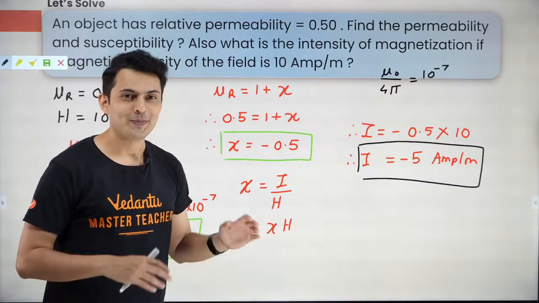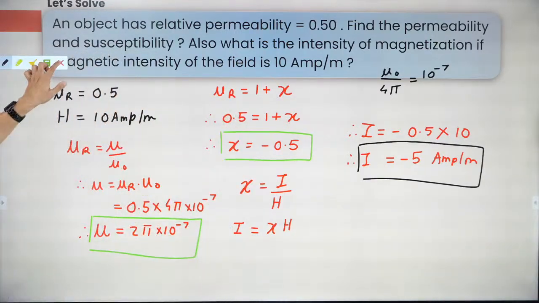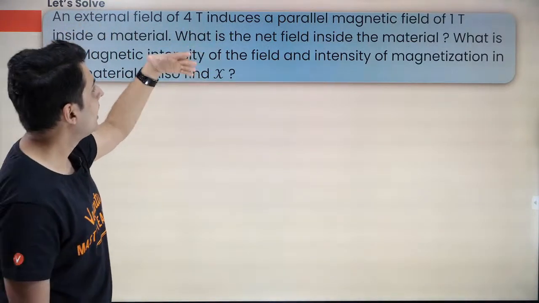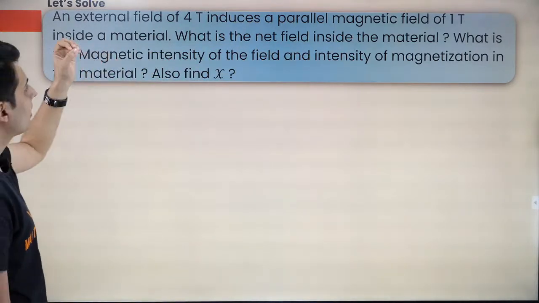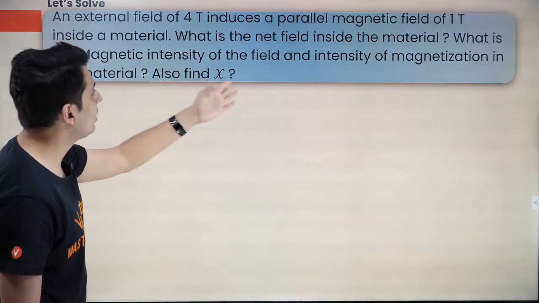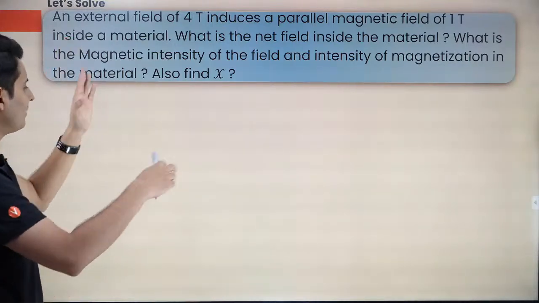Okay. So I hope you are now getting to know how these terms play around. Let's get going to the next question. Very interesting question. There is an external field of 4 Tesla and it induces a parallel magnetic field of 1 Tesla inside a material. What is the net field inside? What is the magnetic intensity of the field and intensity of magnetization? Also find X. Everything we have to find, guys.